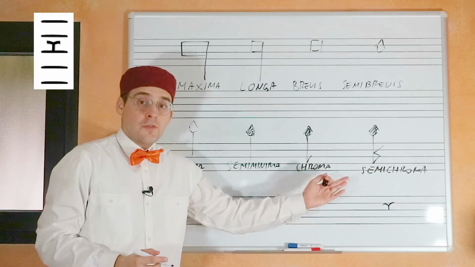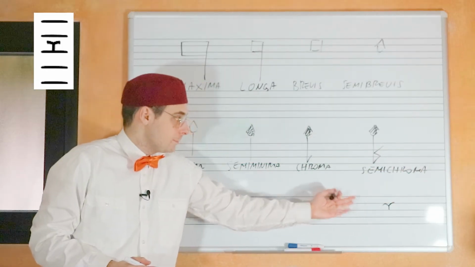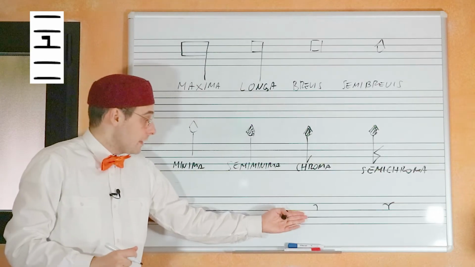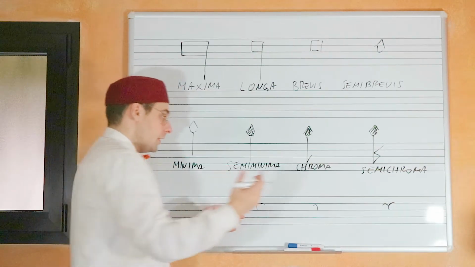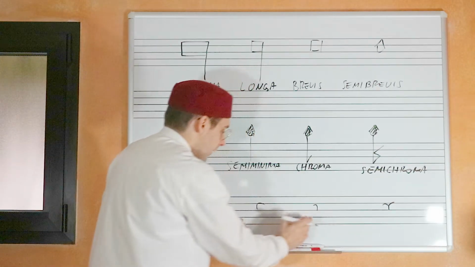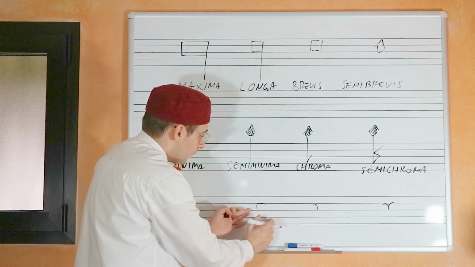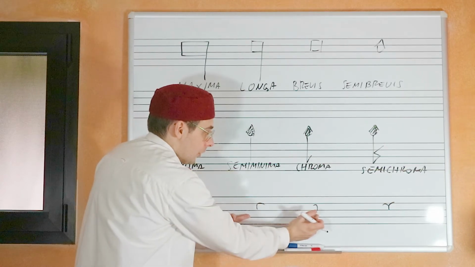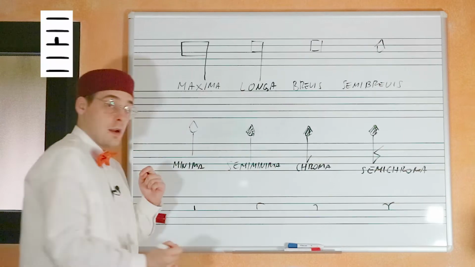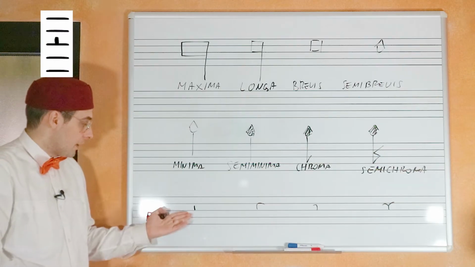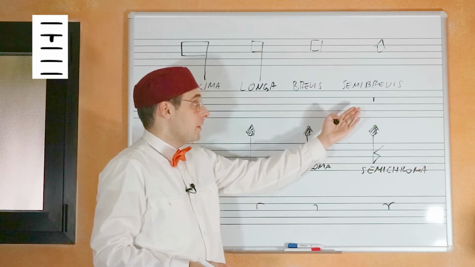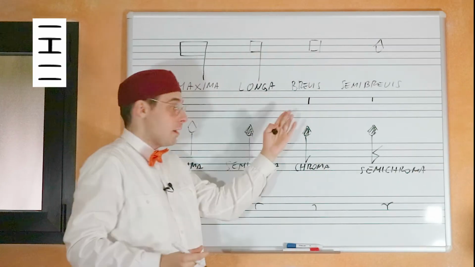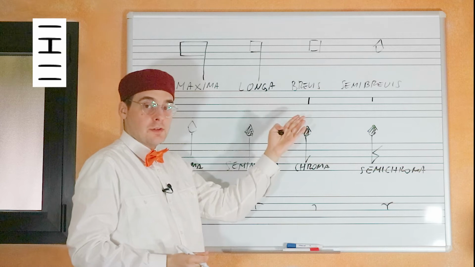This is the rest of semichroma. This is the rest of chroma. This is the rest of semiminima. As you can see, the rest of semichroma is like the rest of semiminima plus the rest of the chroma. This is the rest of the minima. This is the rest of the semibrevis. This is the rest of the brevis.